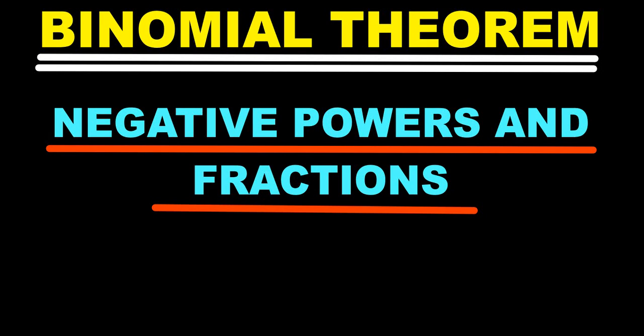Now we've noticed that we've been solving binomial expansions without powers which are negative, or fractions. Now how do we solve negative powers and fractions when it comes to the binomial theorem? Okay, let's look at an example.